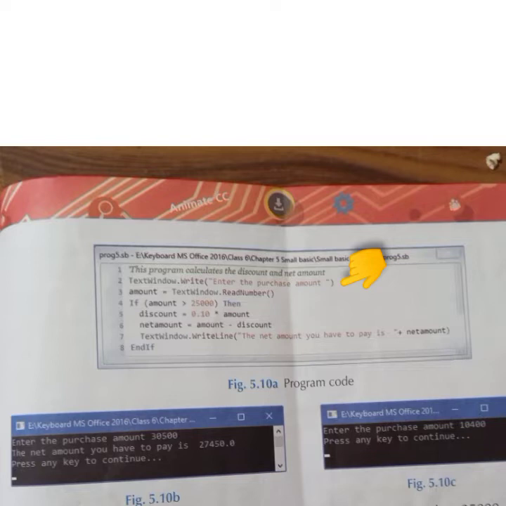This sentence is displayed on the output screen by using the Write method. Okay, so come to the next line: amount equals TextWindow.ReadNumber().